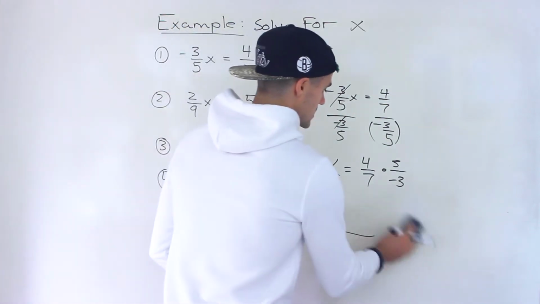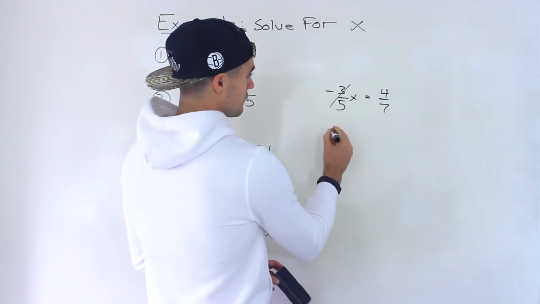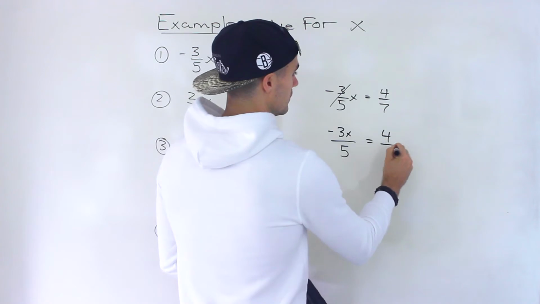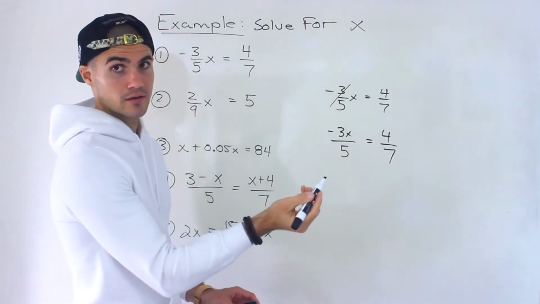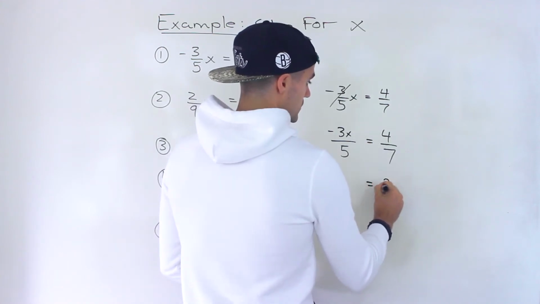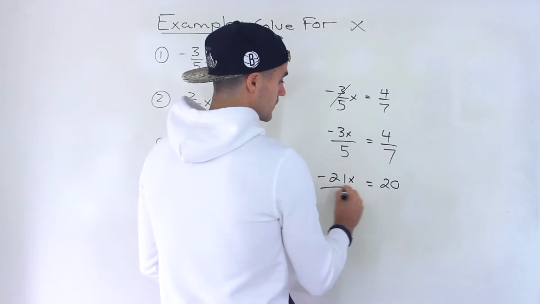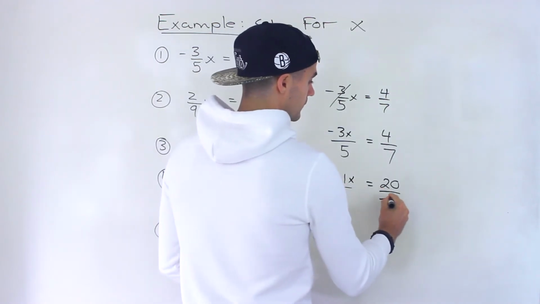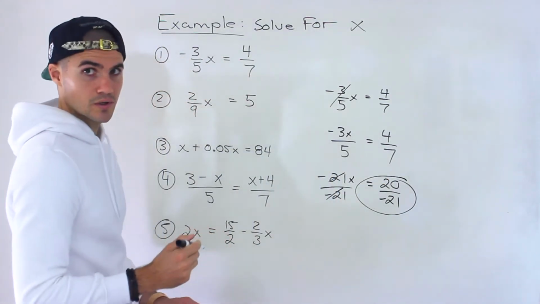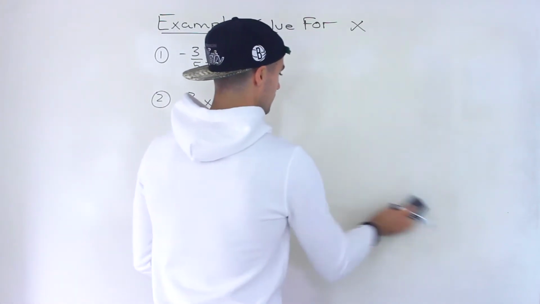Another way you could go about this is, here you can combine these into one fraction, so that would be like negative 3x over 5 equals 4 over 7. And then you could cross multiply if you feel more comfortable with doing that. So we'd have 5 times 4, which would give us 20. 7 times negative 3x, which would give us negative 21x. Divide both sides by negative 21. Those cancel out. X ends up being negative 20 over 21. So that's another way you can do it. And you can apply that in number 2 as well.